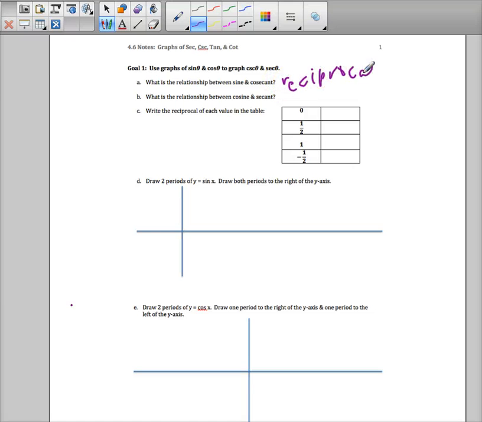Sorry, my handwriting's awful. And then the relationship between cosine and secant is also that they are reciprocals of one another. So we're going to be using the reciprocal of sine to graph cosecant, and the reciprocal of cosine to graph secant. Let's review the reciprocal values of 0.